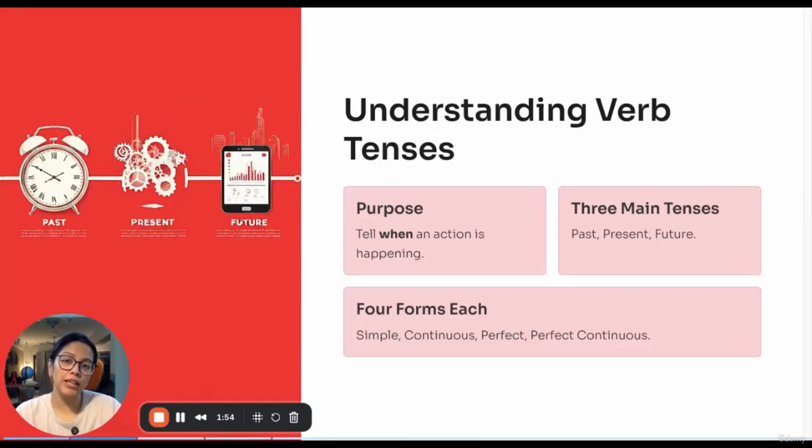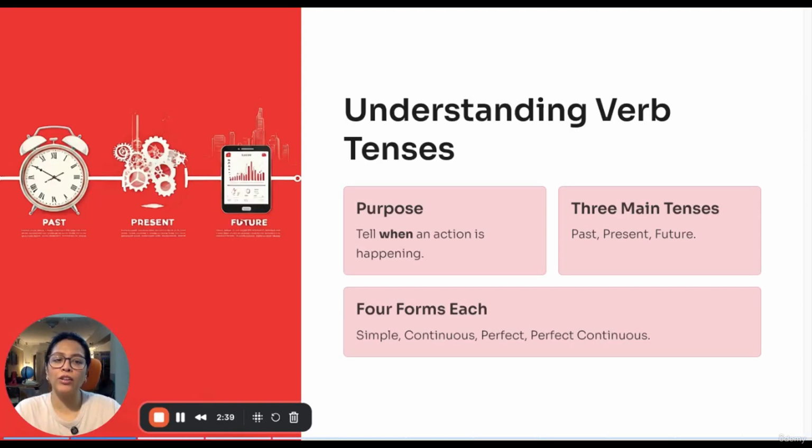So in English, we have three types of tenses: past tense, present tense, and future tense. Now, past tense, present tense, and future tense are further divided into other tenses, which we will be talking about later on. So, what is the purpose of a tense? Why use a tense? The main purpose of a tense is to tell what is happening when. Is it happening in the past? Is it happening in the present? Or is it going to happen in the future?